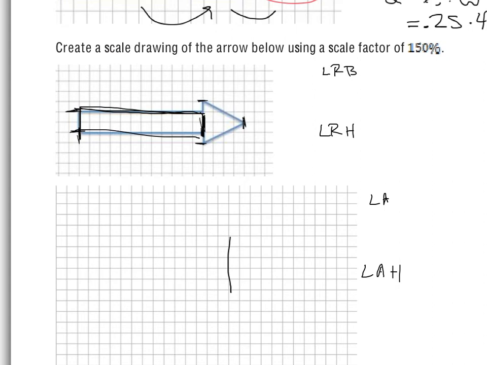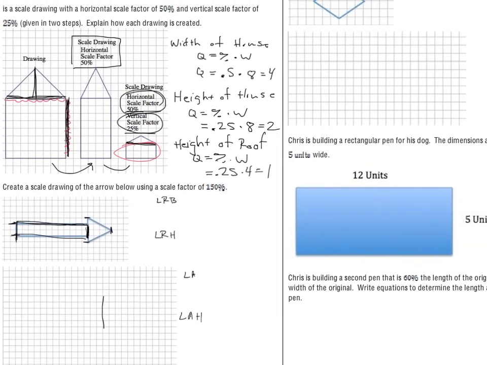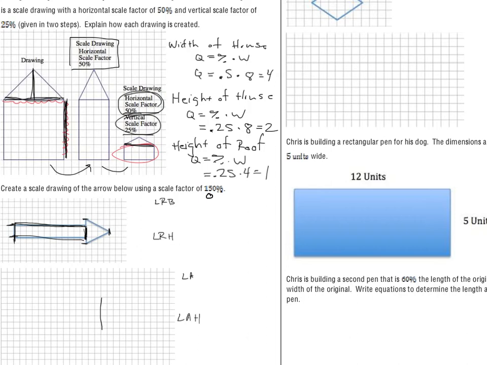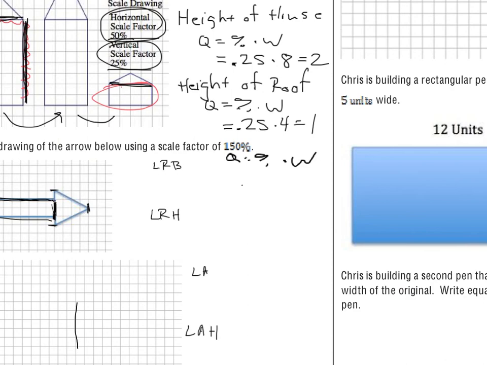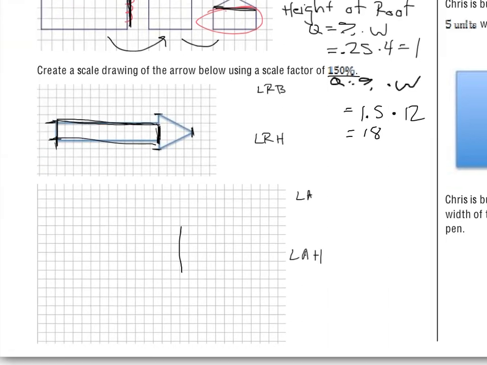So calculate it and then draw. So going through your calculations first, Q is equal to percent times whole for all of them. We have here that this is going to be 1.5 or 150% times the whole. So notice we have a scale factor of 150%, so we assume that's true for vertical and horizontal. 1.5 times the original is 12 is going to give us 18. So the length of the rectangle should be 18.